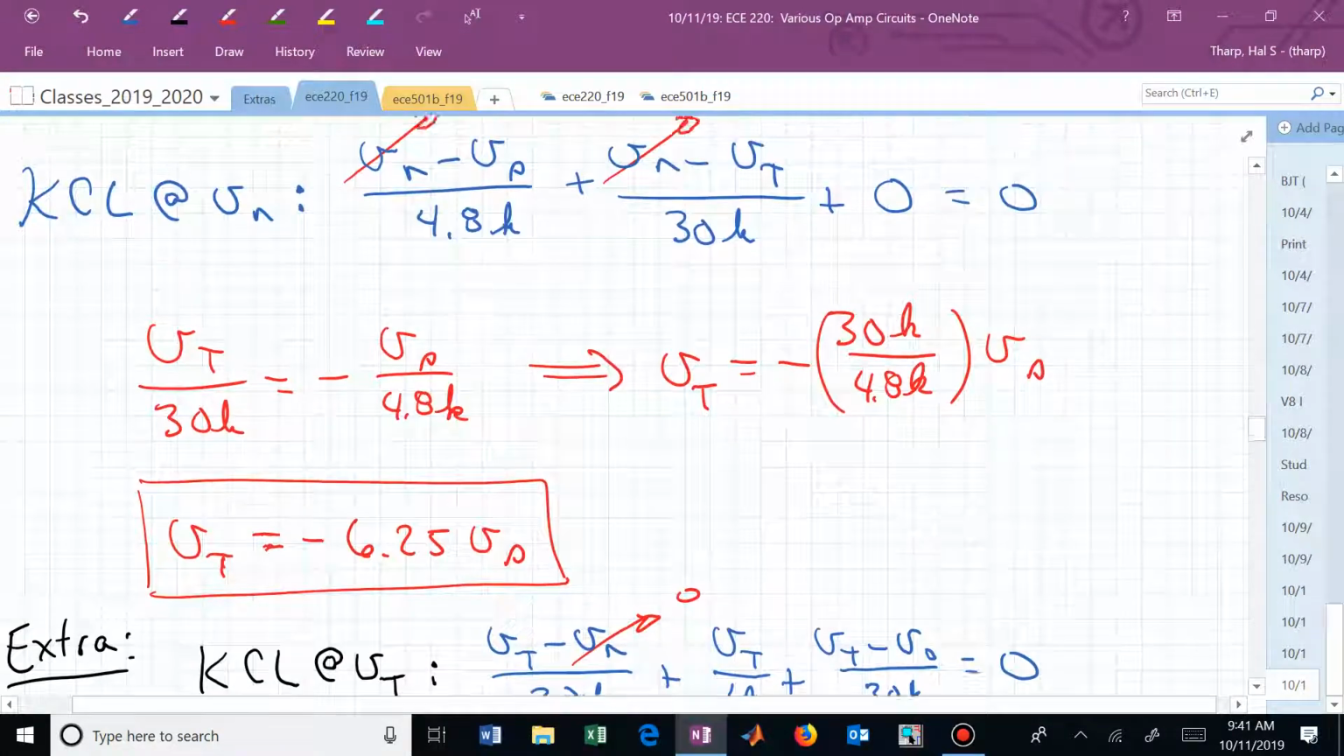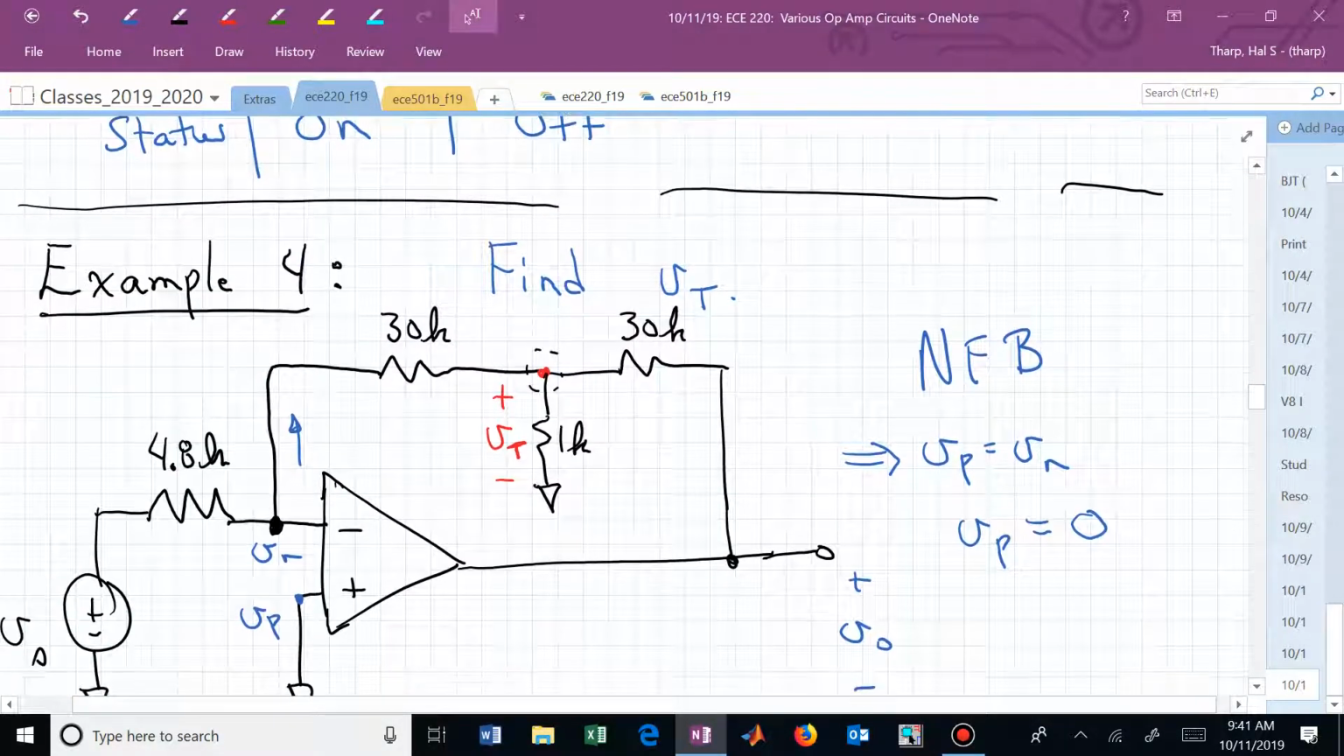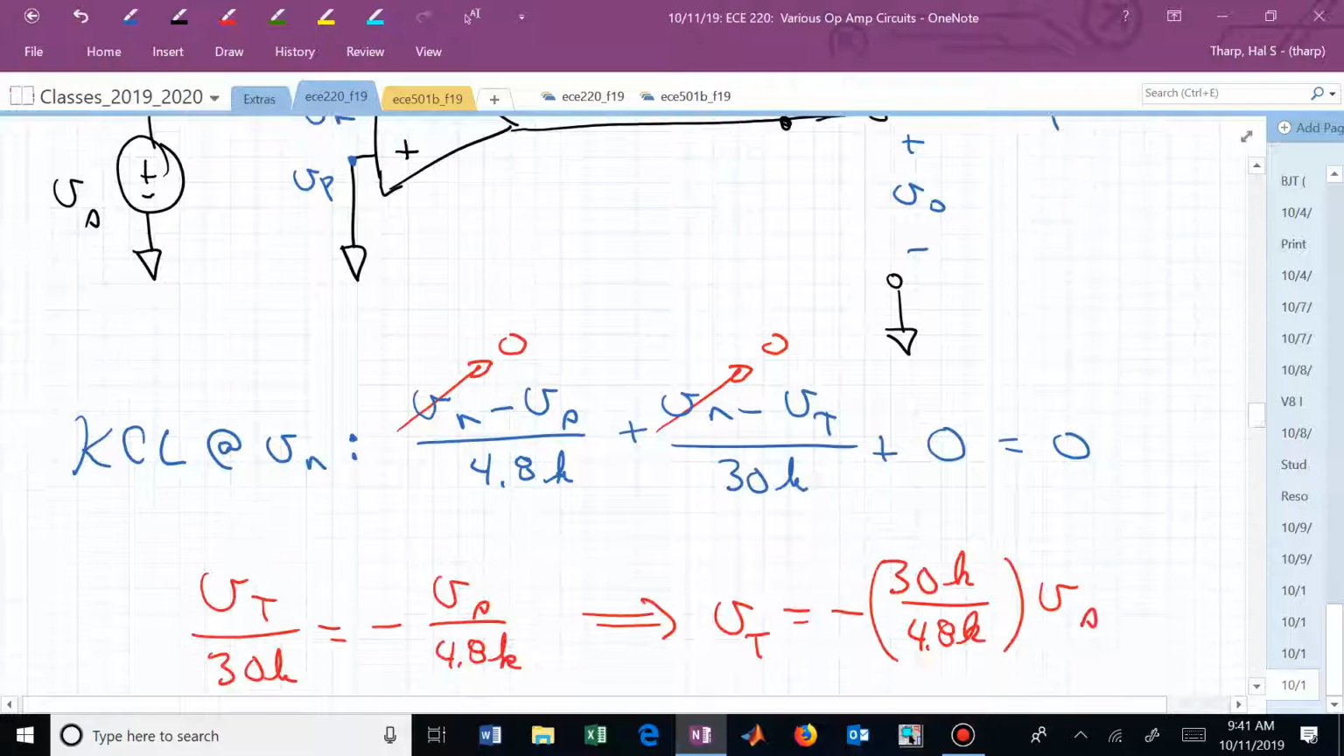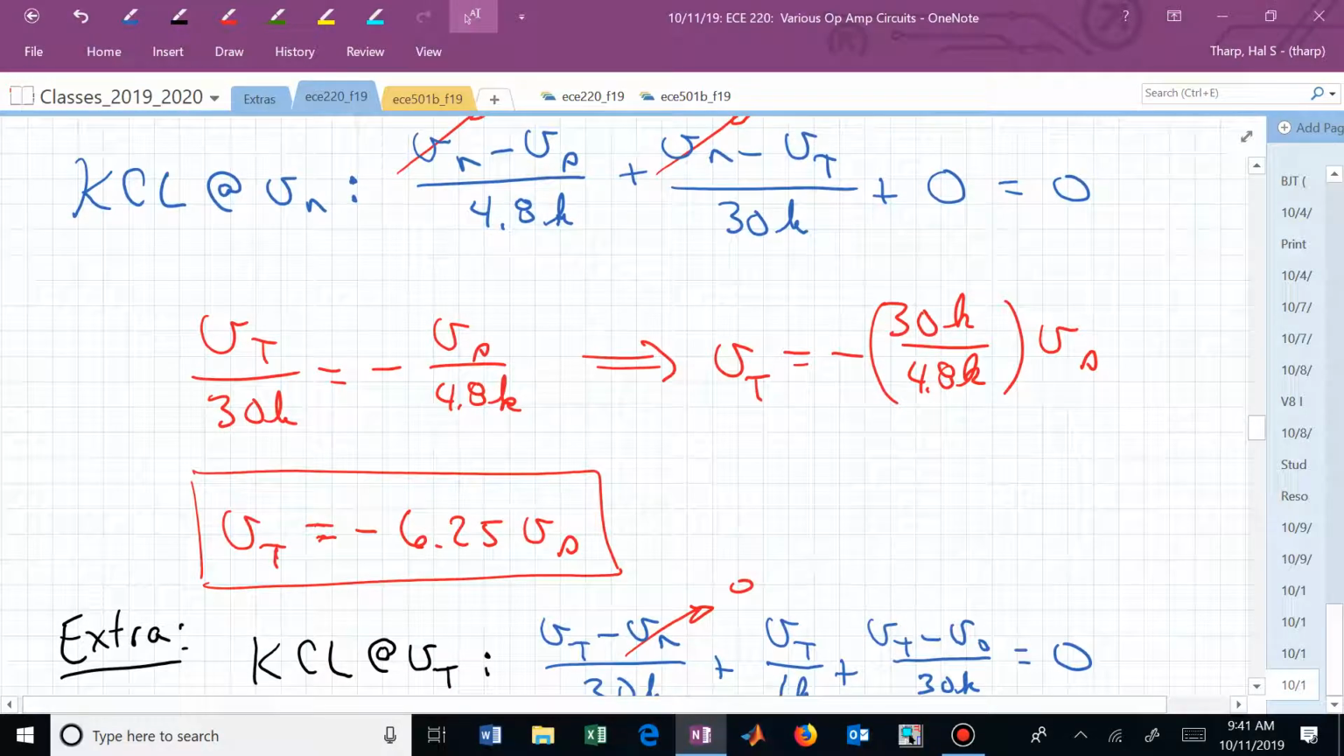That last part was extra versus what we were asked to find, which was V sub t. And if on the exam they gave you a V sub s equaling 1, you would then say, oh, V sub t is minus 6.25. Bubble that one in.